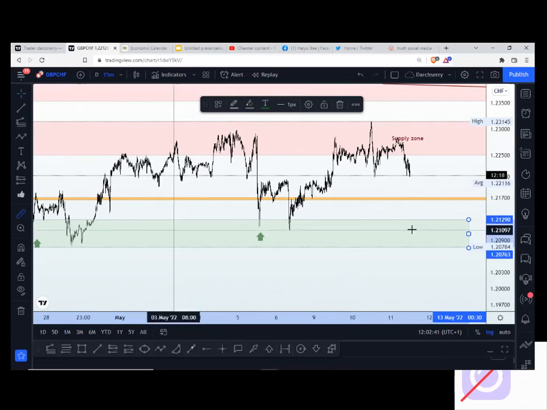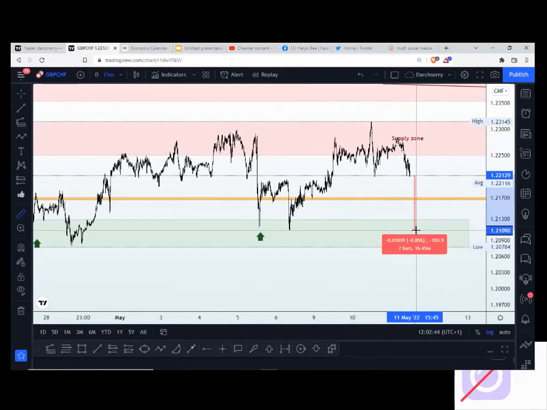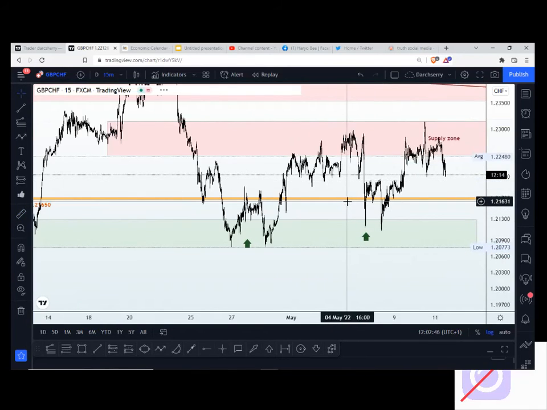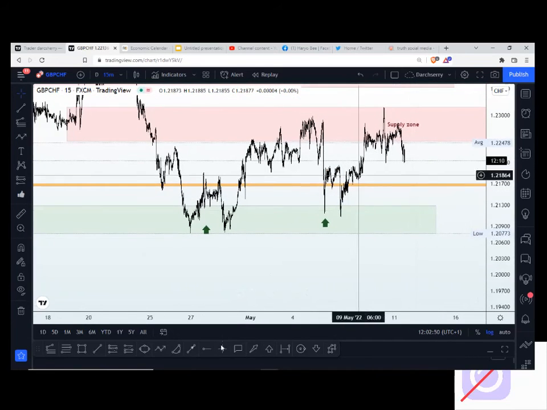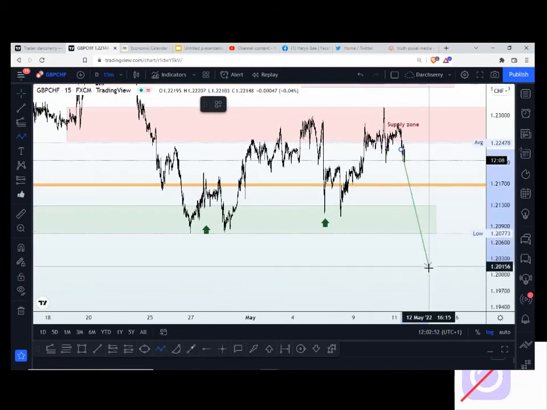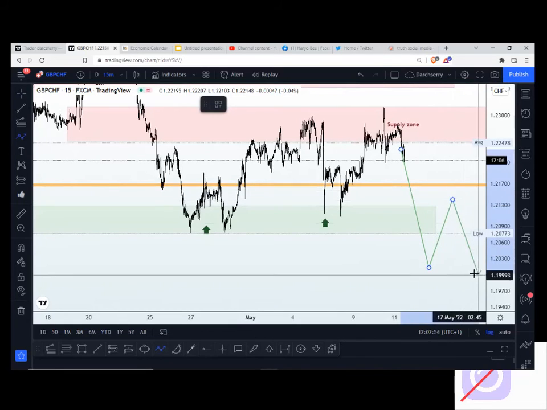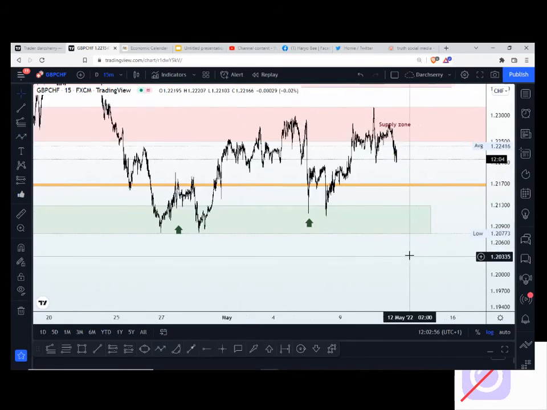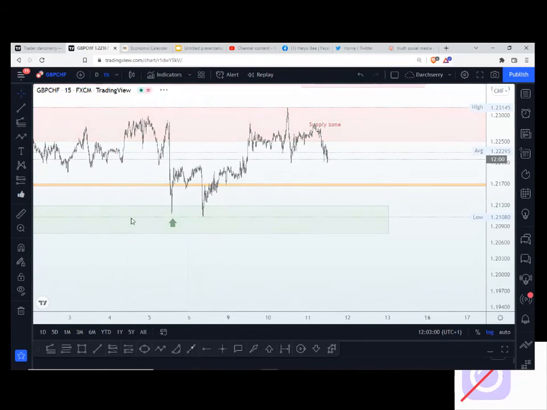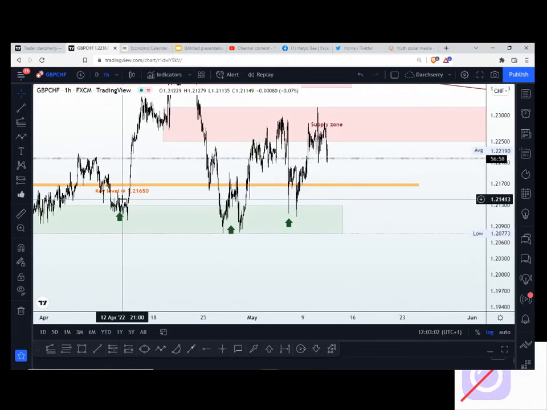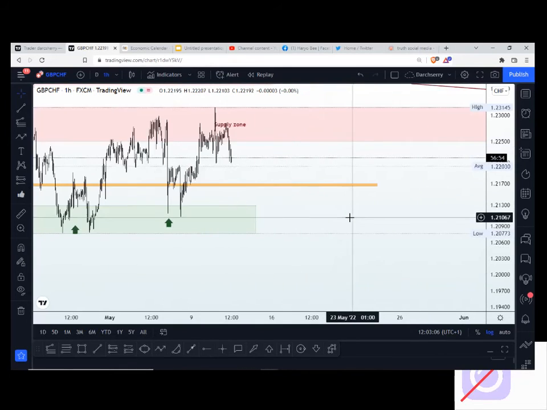Just about how many pips? That's like just 100 pips. It's very risky for me at this point, so I want to see a breakdown of structure to actually give me a signal, a breakout of structure to give me a signal to sell the pound against the Swiss franc. So I think that is that on GBPCHF today.